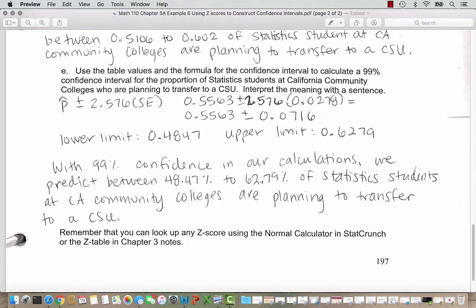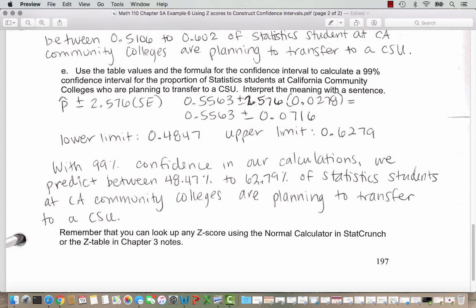Now in part E, we are going to construct a 99% confidence interval. So for a 99% confidence interval, we are using our z, or our critical value, of 2.576. So our formula here is going to be the sample proportion p hat plus or minus the 2.576 times the standard error. So we get 0.5563 plus or minus 2.576 times 0.0278. We do the multiplication of the 2.576 times 0.0278 first, and that gives us 0.0716. And then we do our subtraction to find the lower limit and our addition to find the upper limit.